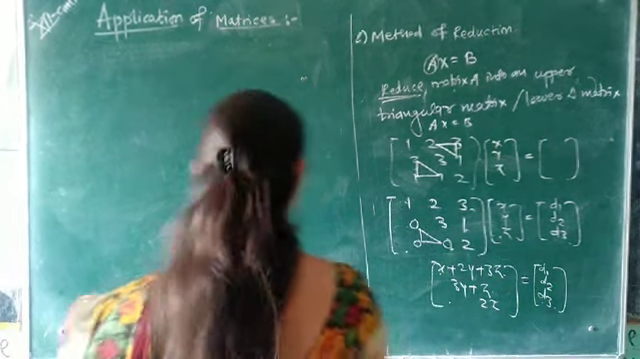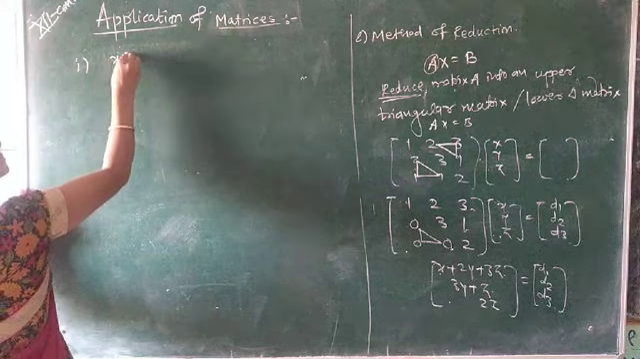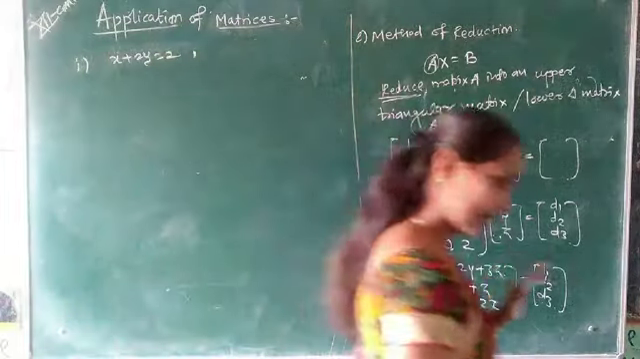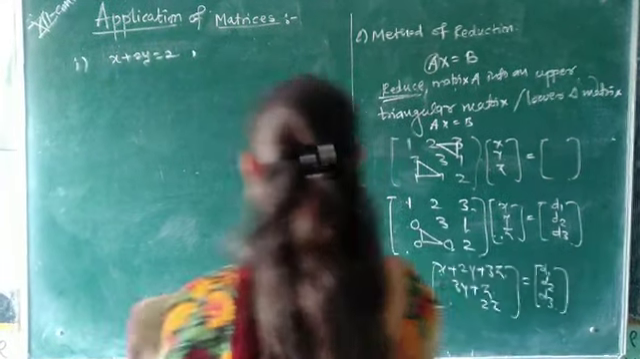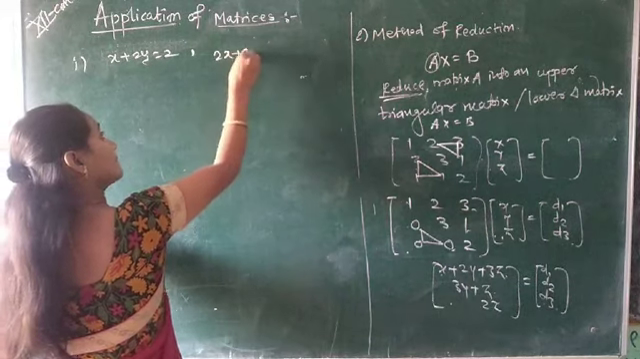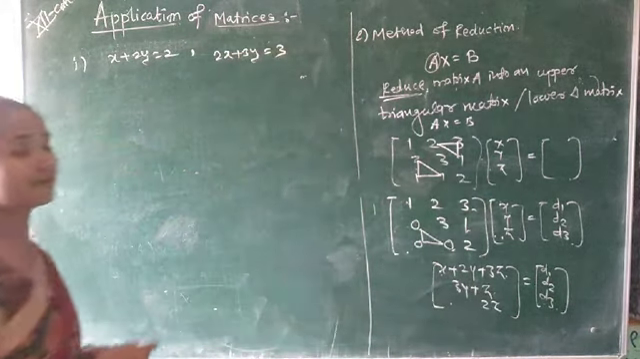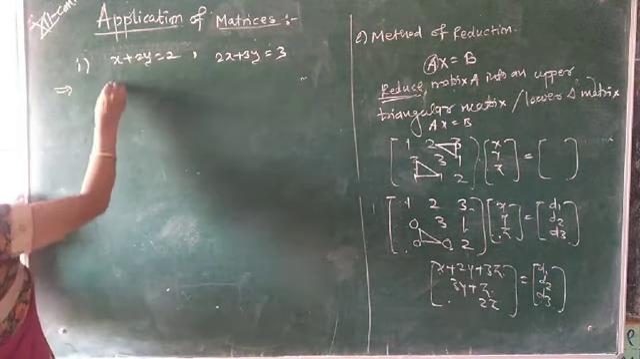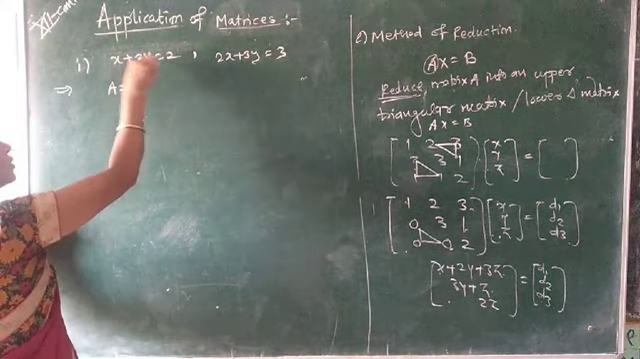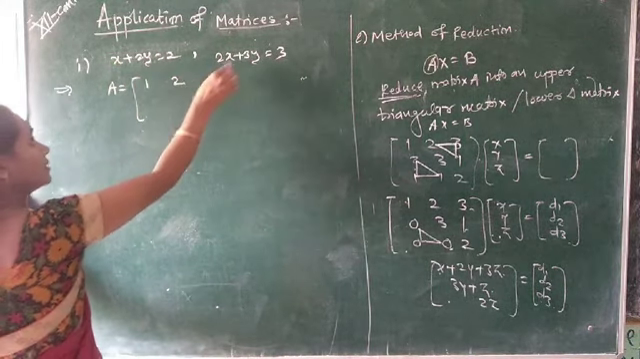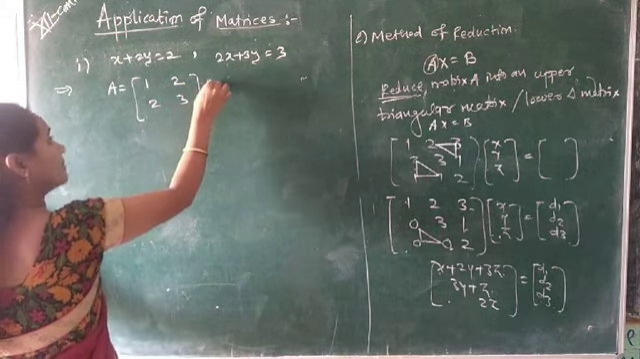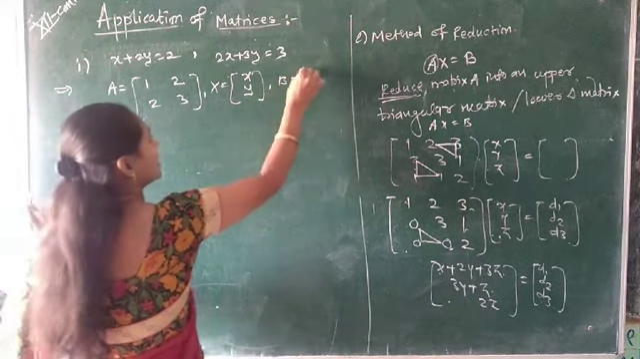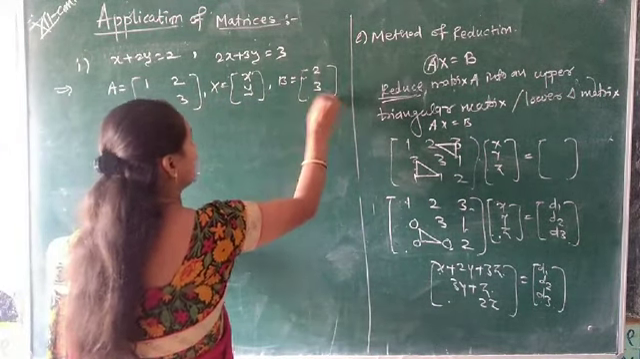Question 1: x plus 2y is equal to 2, and the second equation is 2x plus 3y is equal to 3. This is our system of linear equations. Now see the solution. First, A is the matrix of coefficients of our variables, 1 2 and 2 3. X means the variables, there are two variables, and B is the constants 2 3.